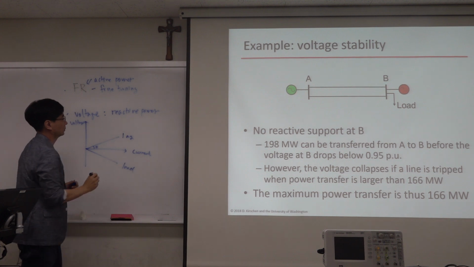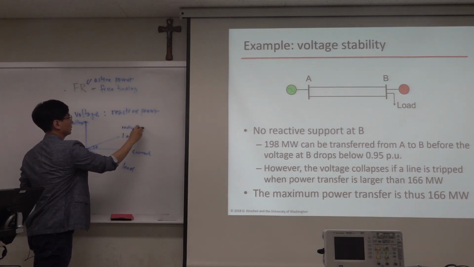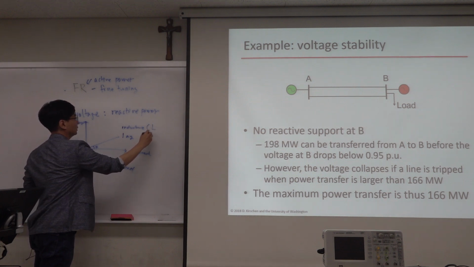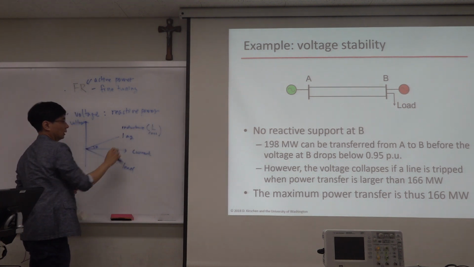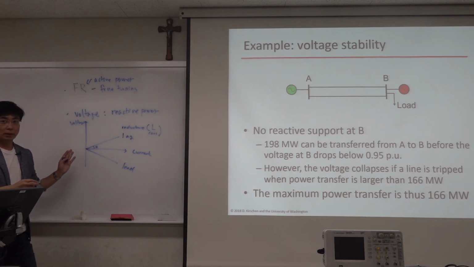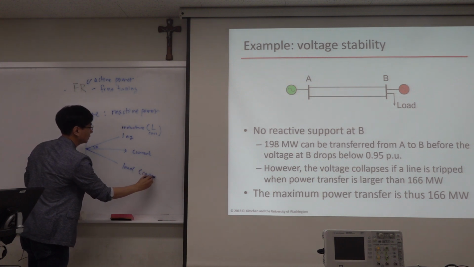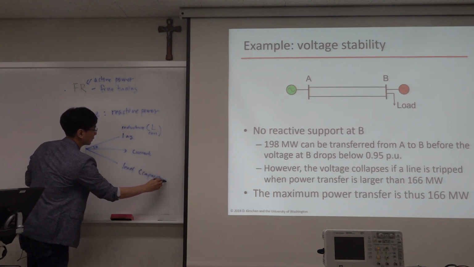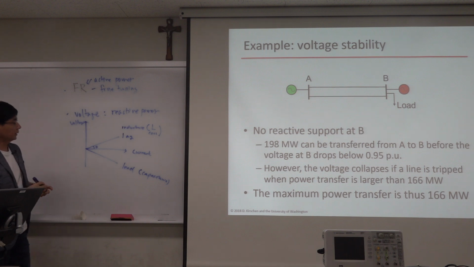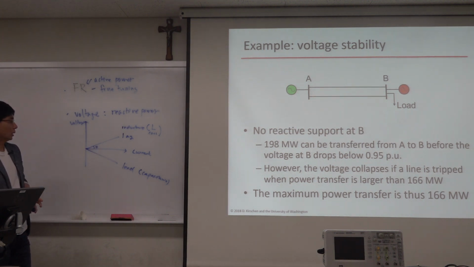And inductance, L, coil, makes current lag the voltage. And the opposite case is the capacitance makes the, okay, what I'm saying.